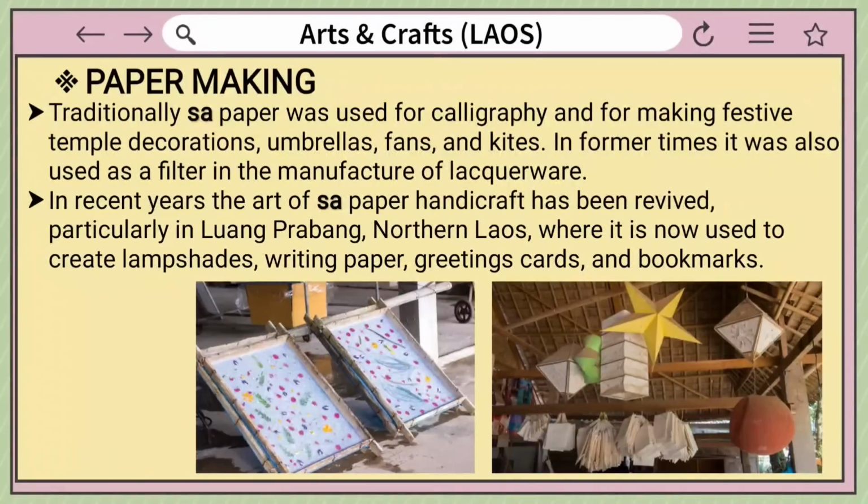Traditionally, sa paper was used for calligraphy and for making festive temple decorations, umbrellas, fans, and kites. In former times, it was also used as a filter in the manufacture of lacquerware. In recent years, the art of sa paper handicraft has been revived, particularly in Luang Prabang, northern Laos, where it is now used to create lampshades, writing paper, greeting cards, and bookmarks.